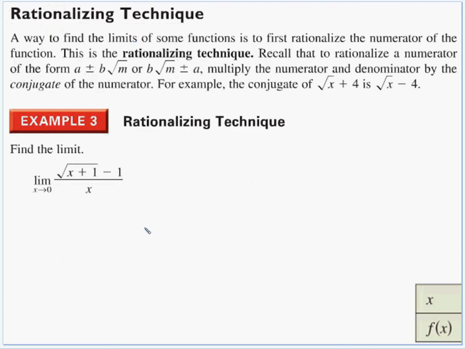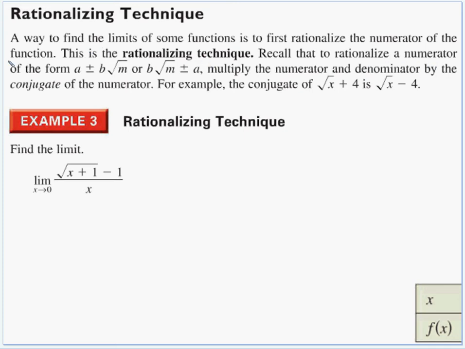Okay, now here's a different technique. This is also for rational functions, but if we look at this one here, we're not going to be able to factor that. So the book says a way to find the limits of some functions is to first rationalize the numerator of the function. It also could be the denominator from time to time. This is called the rationalizing technique.